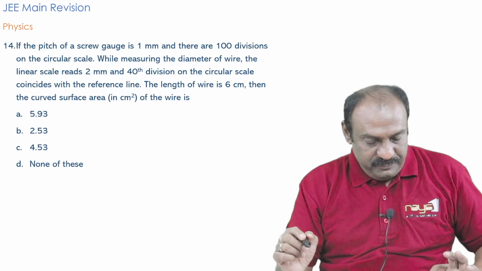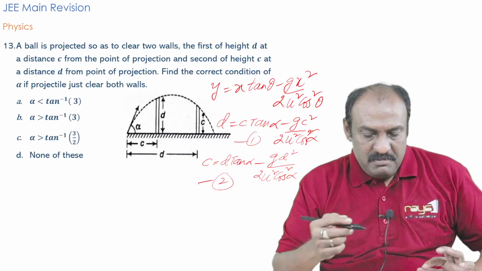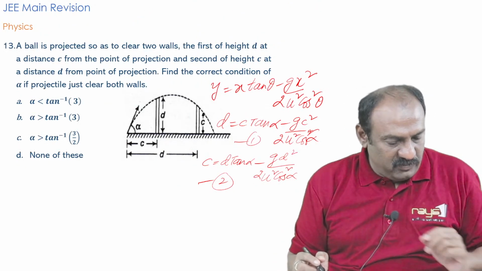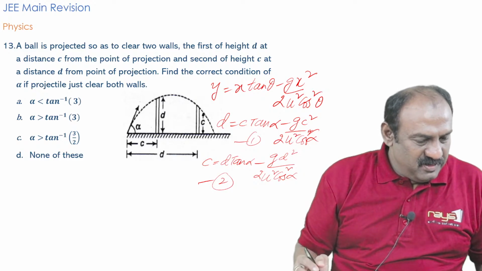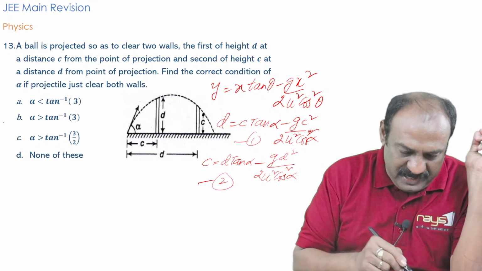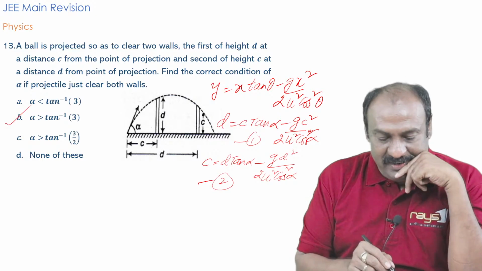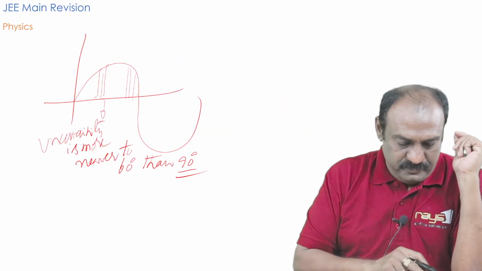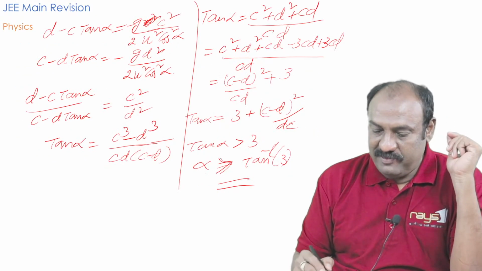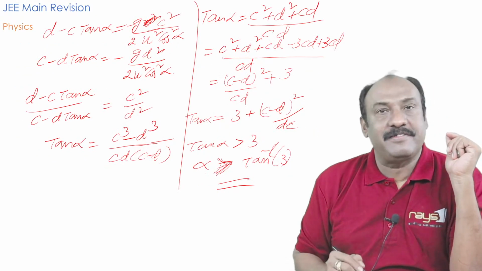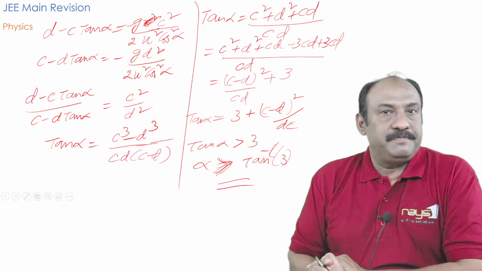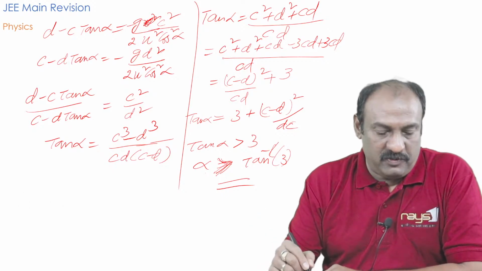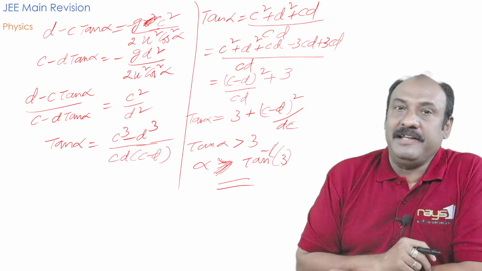So for this one, tan alpha, for question number 13, the answer is B. Alpha is more than tan inverse 3 is the answer. Okay. So this is the answer for question number 13.